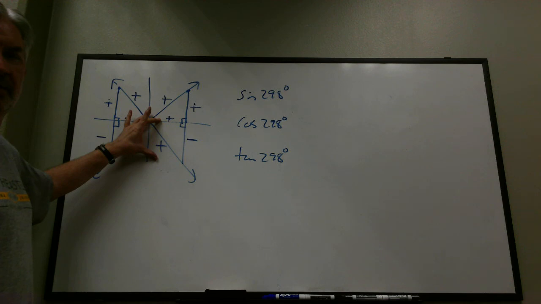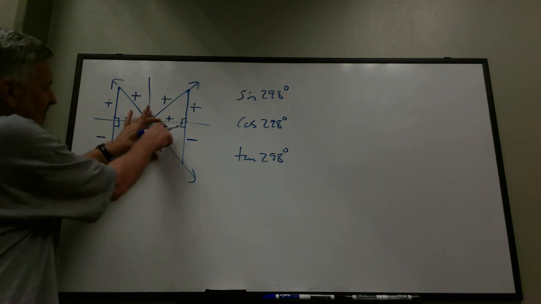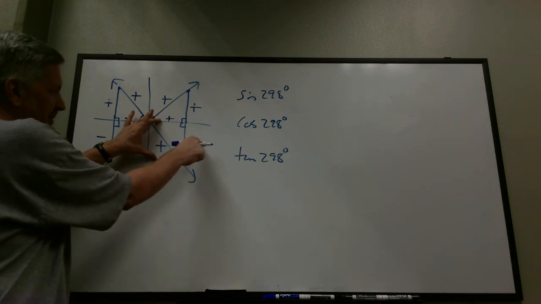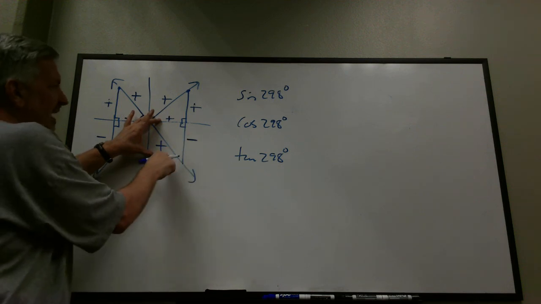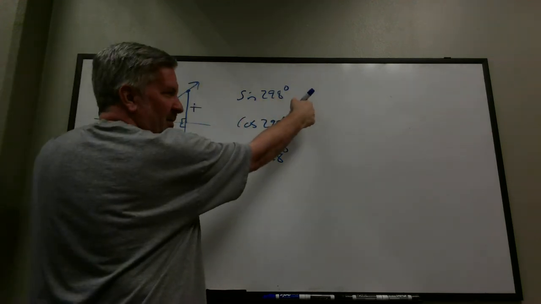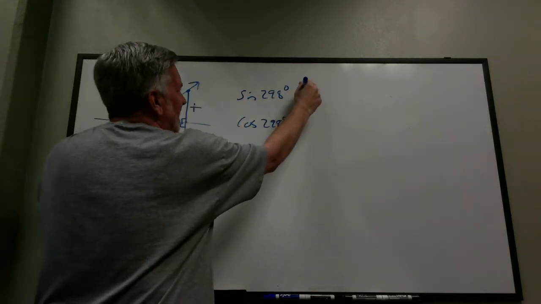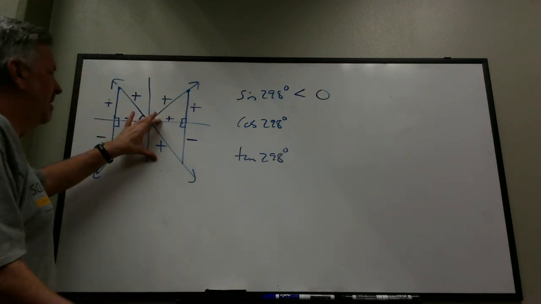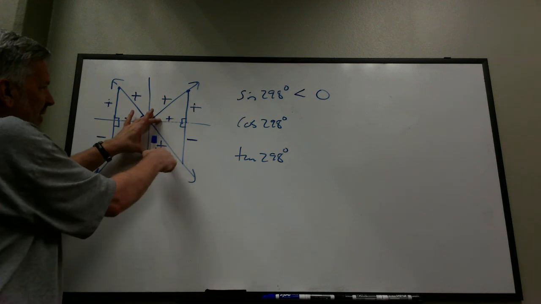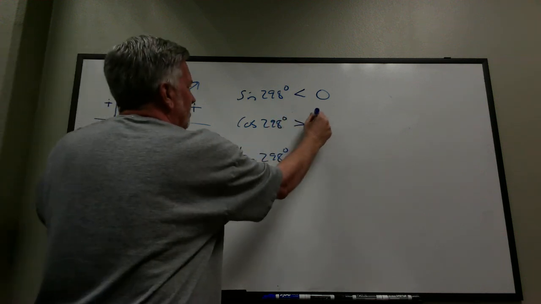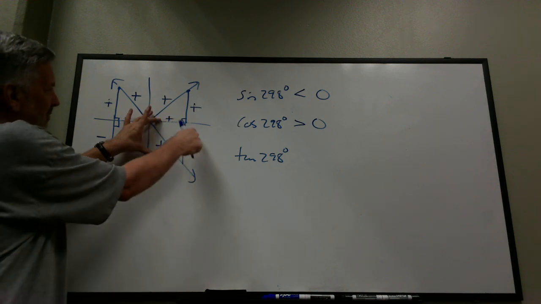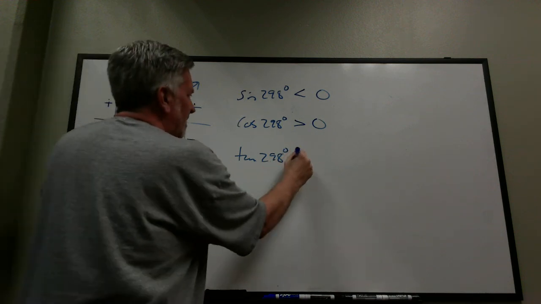Are sine, cosine, and tangent positive or negative? Well, sine is opposite over hypotenuse, or y over r. So sine is negative. Now we don't just put a negative sign like I did in my picture. We have a symbol for that. Sine 298 is negative, so it's less than 0. And we're in the fourth quadrant, so cosine's x over r, or adjacent over hypotenuse. So cosine is plus over plus, which is positive. And tangent is y over x, or opposite over adjacent, so tangent is negative.